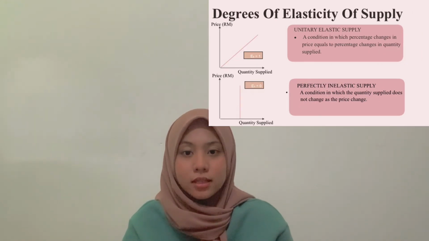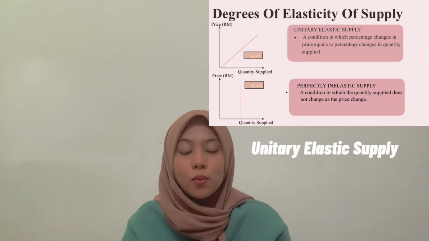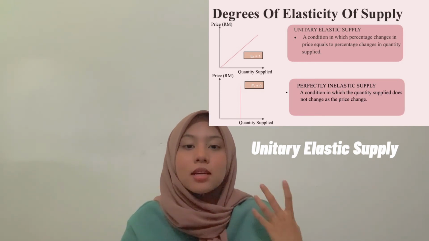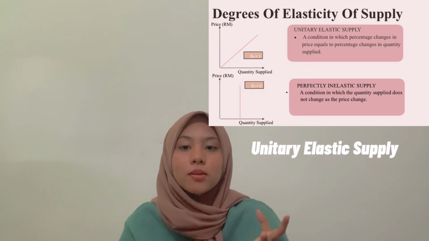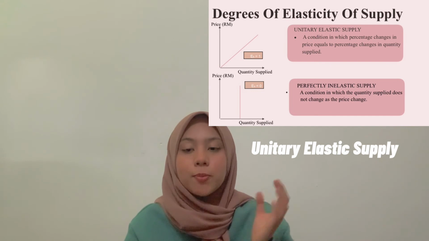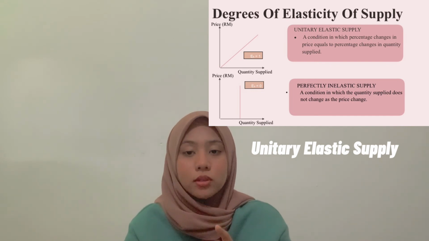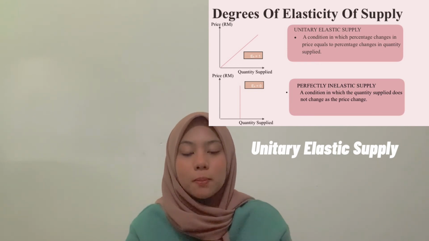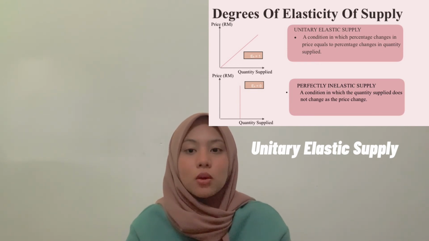The third one is unitary elastic supply. When the percentage change in quantity supplied is exactly equal to the percentage change in price, the situation is known as unitary elastic supply. This situation in a graph is represented by an upward slope which intersects the origin. The behavior between price and quantity supplied of a commodity is also known as lockstep movement.